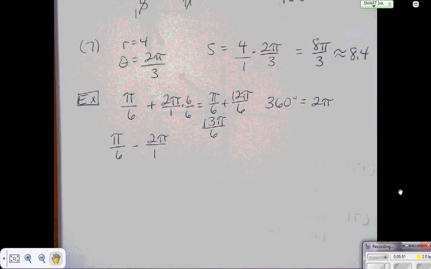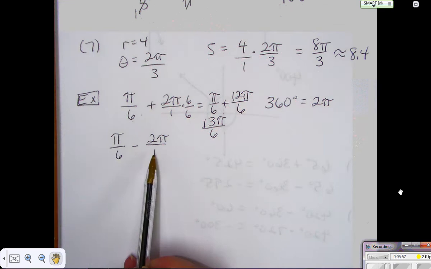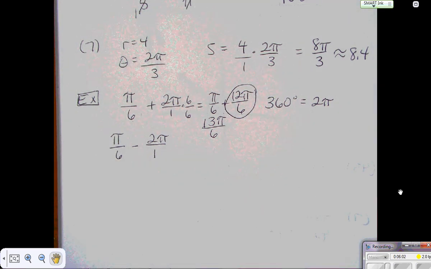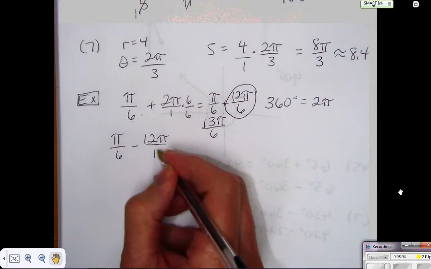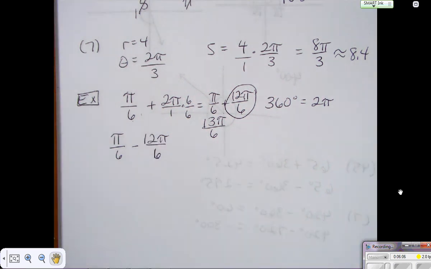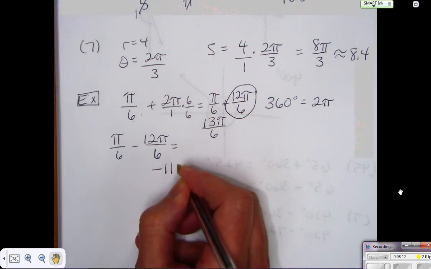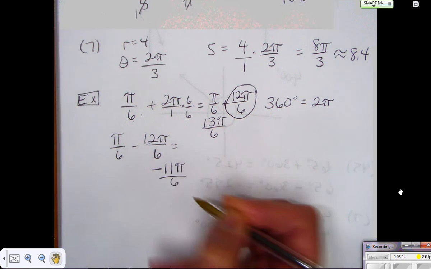So that's a positive angle that has the same terminal side. And I need to do the same thing here. I'm going to have to subtract 12 pi over 6 after I get the same denominator. So I'm just going to change that to 12 pi over 6. And pi minus 12 pi is going to be negative 11 pi, all over 6. And there's your negative angle measure.